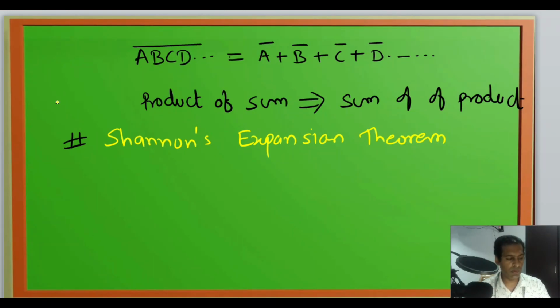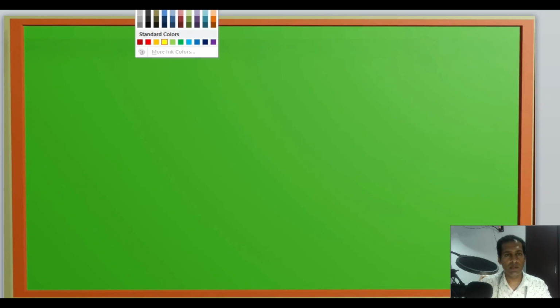Let us see an example of De Morganization. Say we will take one example.